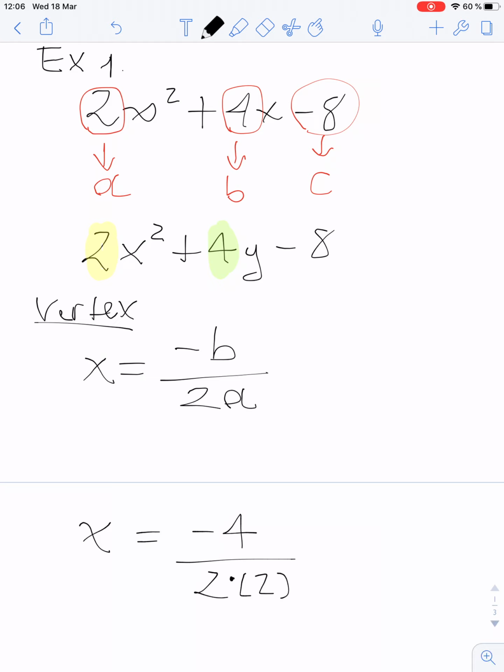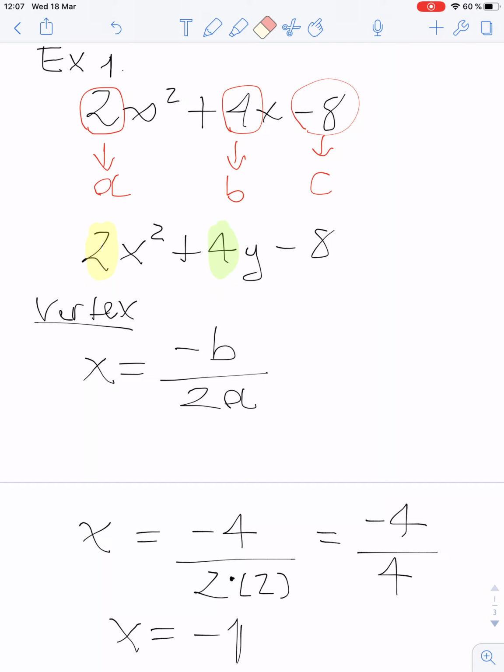Just to remind you, when you have 2 and 2 multiplying, what is the value for x? Minus 4 over 4, and the value for x is minus 1. It is the step to find the x coordinate of a quadratic equation. Now, we need to find the y value, because as I said before, we need to find an x and a y value.